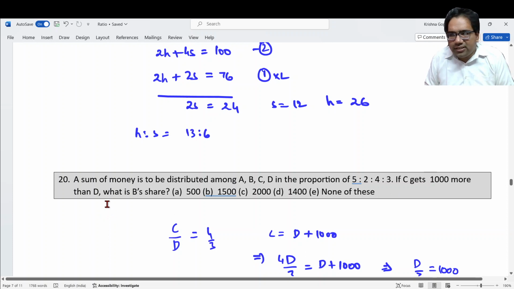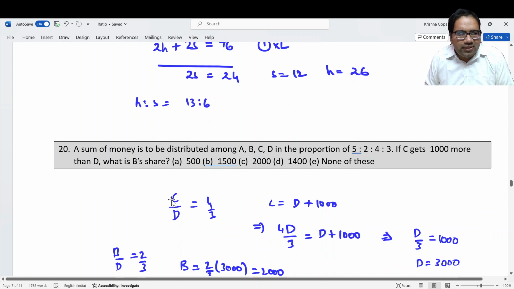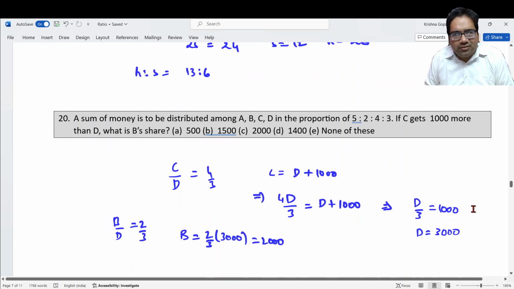Very good. This is an interesting problem. C gets 1000 more than D and C is to D is equal to 4 is to 3. Both we know. Right. C by D equal to 4 by 3 and C equal to D plus 1000. Let's substitute this. C equal to 4 by 3 D. So 4 by 3 D is equal to D plus 1000. This means D by 3 equal to 1000, D equal to 3000. Now we got what is D.